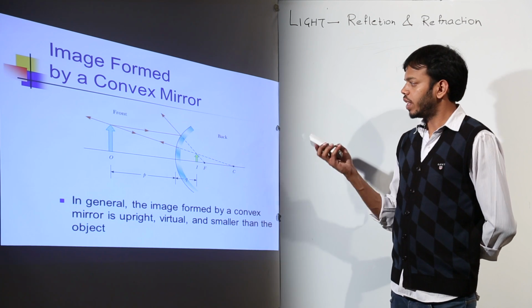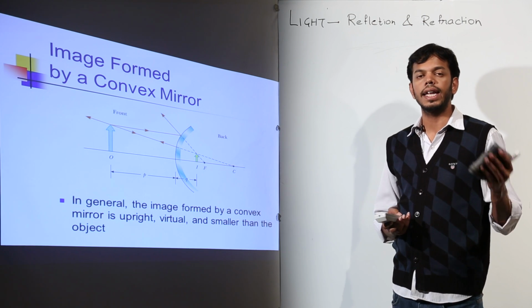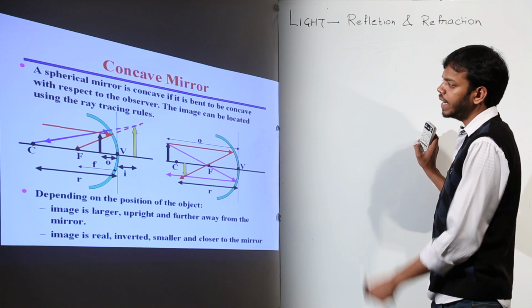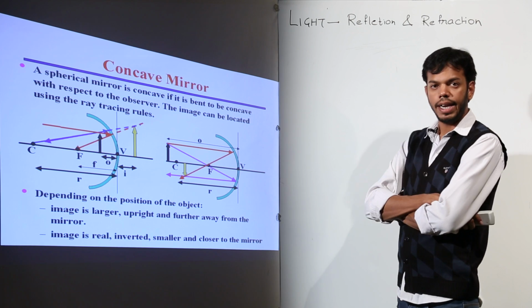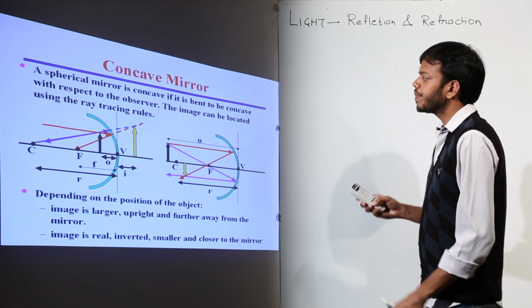So the only thing that matters right now is the position of the object, where the object is to be kept, and then accordingly there will be different positions of image. So let's revise a bit. For a concave mirror, a spherical mirror is concave if it is bent with its concave side towards the observer.